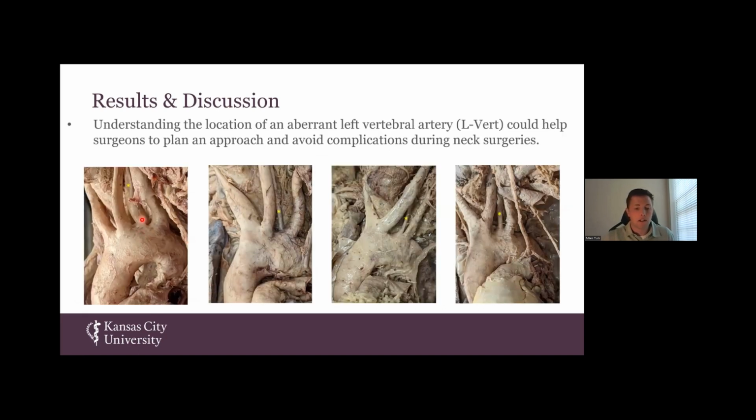The next group we're going to talk about is the aberrant left vertebral artery. And so this variation is less common than some of the other variations, but it's still a very important variation because the left vertebral artery, or both vertebral arteries, are responsible for supplying incredibly important neurologic structures. So damage to these vessels could have lasting impacts for patients. So understanding where and how they branch and that this variation does exist is really important for surgeons preparing for neck or thoracic surgeries.